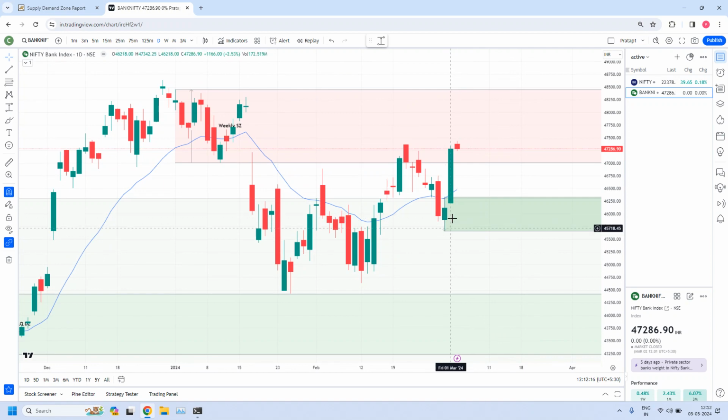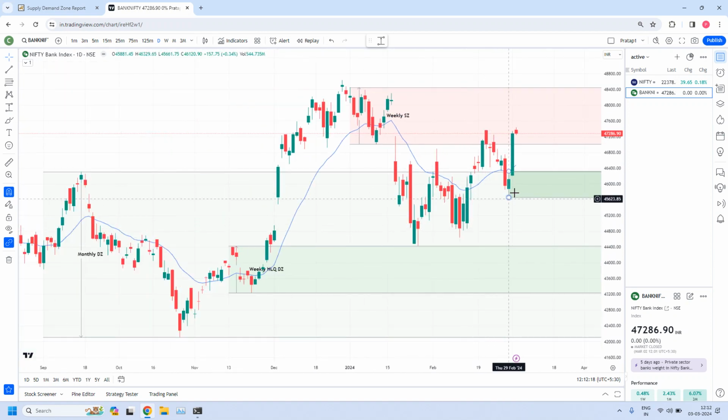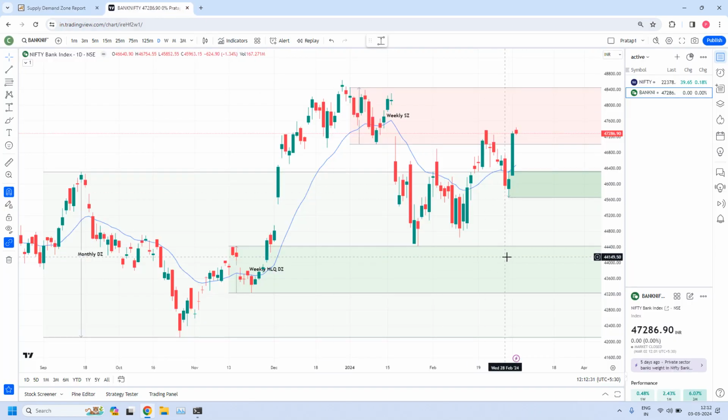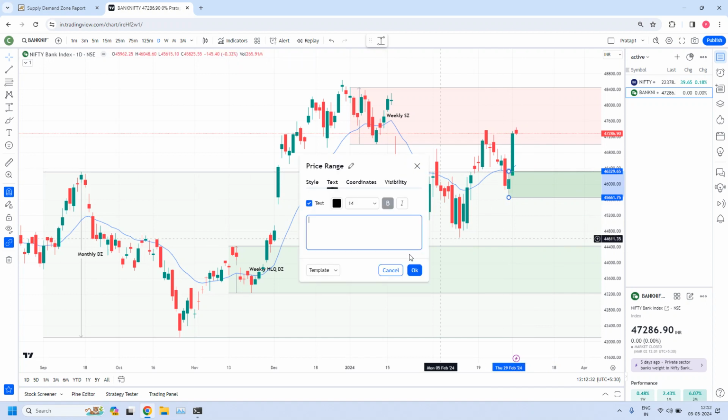This is the immediate demand zone. And this demand zone is there at the weekly level. Then where is the high liquidity zone, the daily high liquidity zone? The one below. Let us draw even that zone. But before that, let me give the name. This is the daily DZ.